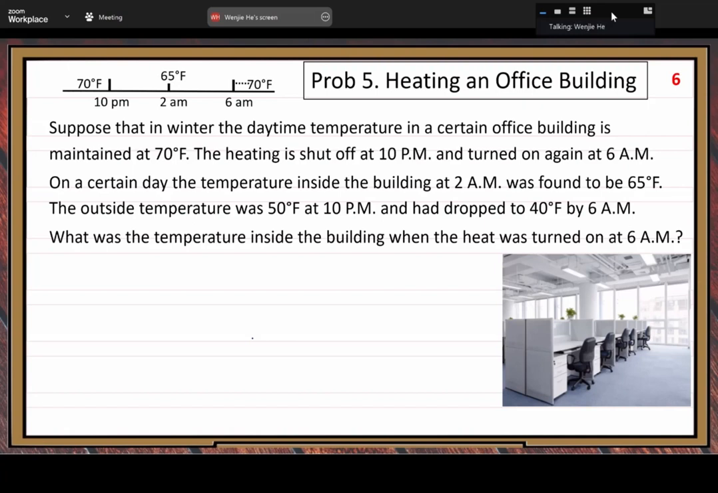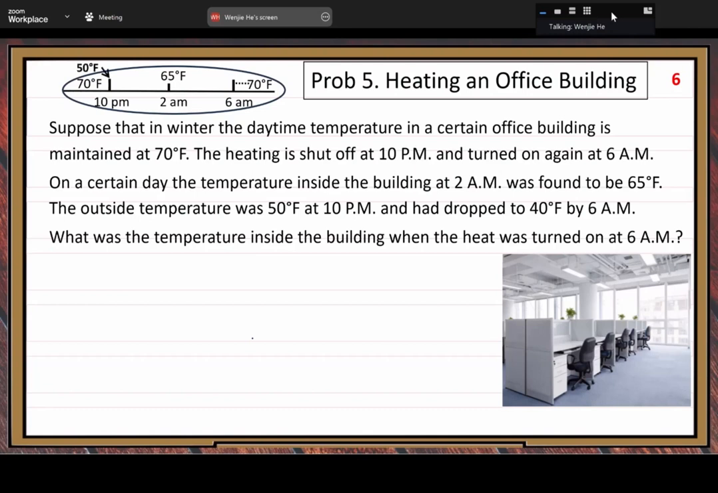But all these temperatures are inside the room. So I draw this circle, oval, to represent the room. Outside this circle, that's the outside temperature. Inside the circle, that's the room temperature. So outside the room, there are 2 temperatures.